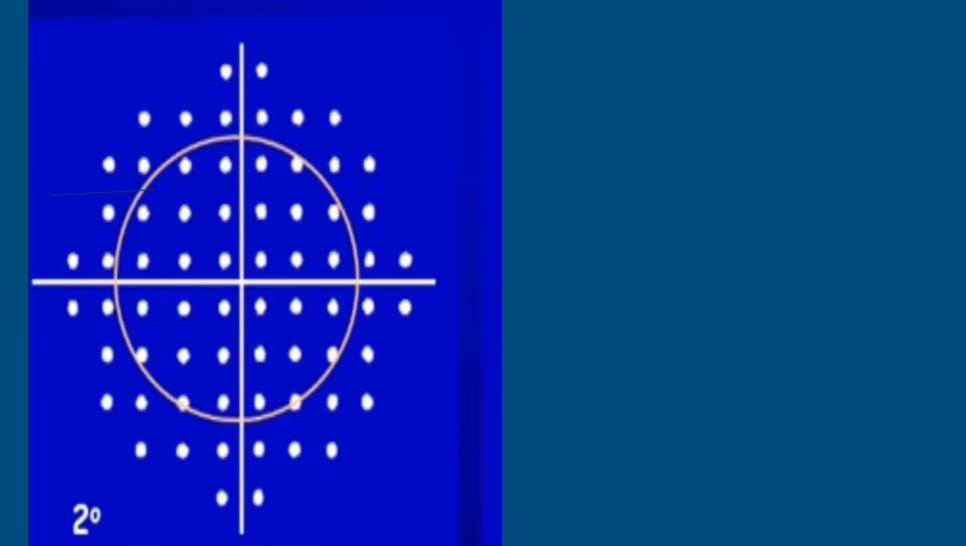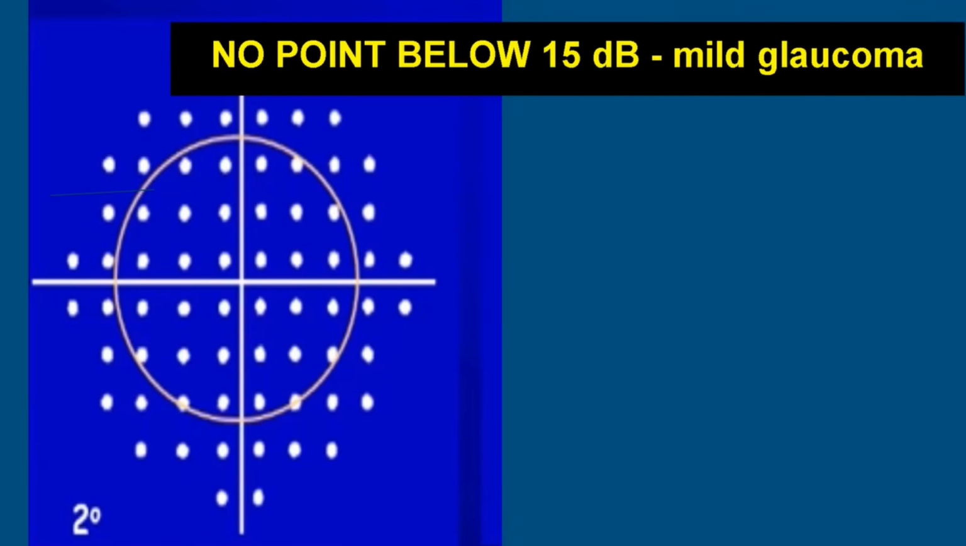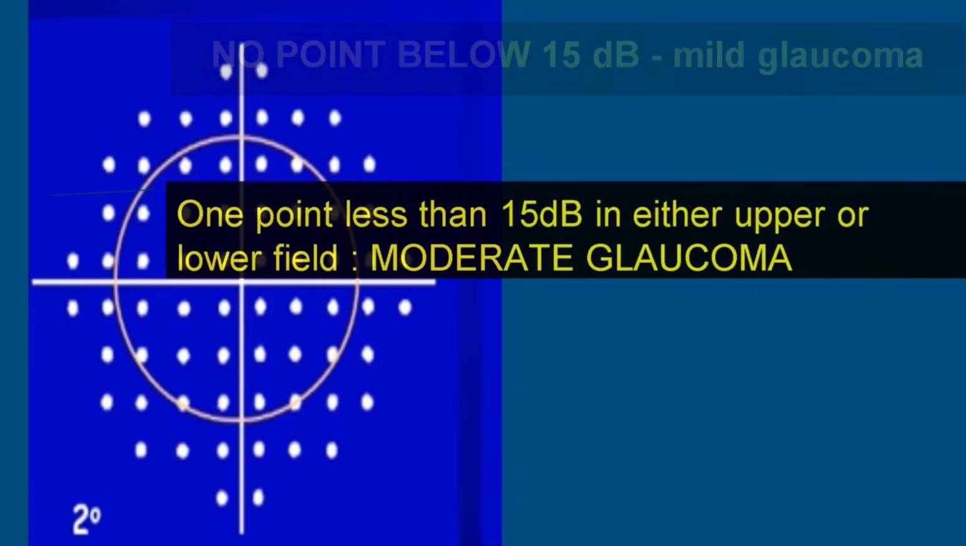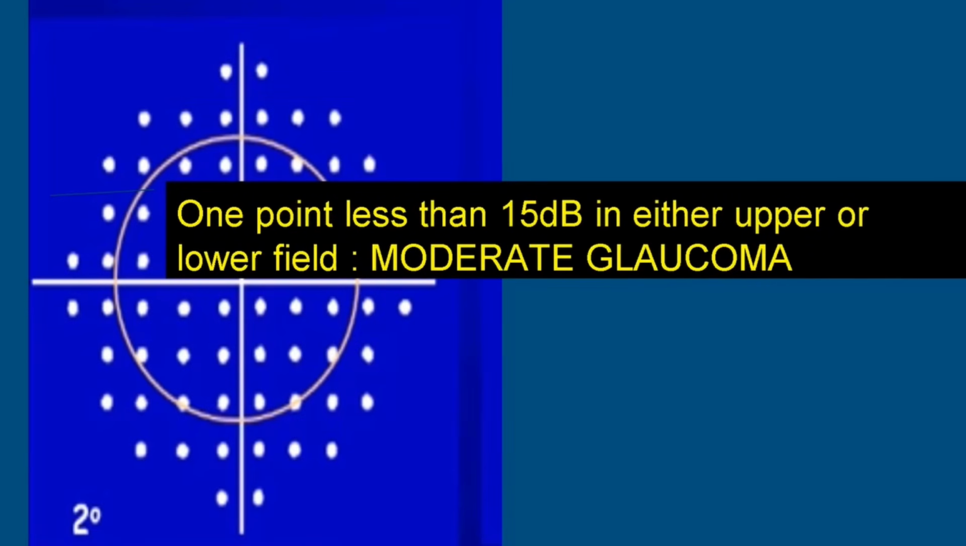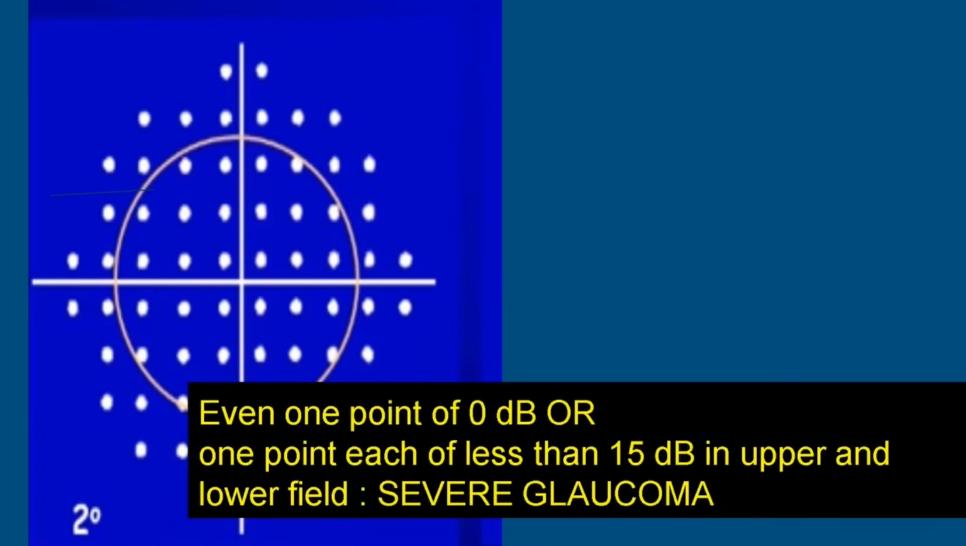The central 5 degrees is also considered for classification. If there is no point below 15 decibels in this 5 degrees, it is mild glaucoma. If there is 1 point less than 15 decibels either in the upper or in the lower 5 degrees, it is moderate glaucoma. Even if there is 1 point of 0 decibels or there is 1 point each of less than 15 decibels in upper and lower field, it becomes severe glaucoma.